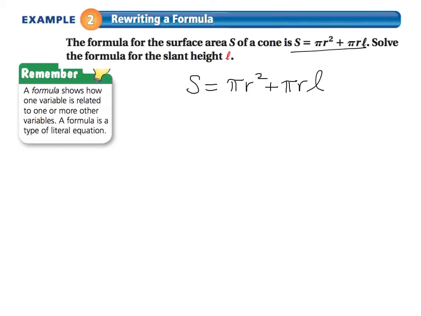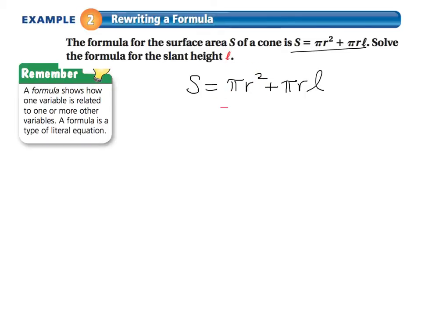Now you may ask yourself, really? What in the world do I do here? I want you to first look at this and say, okay, I want to get this L by itself. So what do I have? What's happening to the L? Well, I have pi r times L. Well, I don't get rid of that first. Or I have a plus pi r squared here. Now, I want to make note that this plus here does not go with this pi r squared. This plus goes with this, the entire term. But I want to move this plus pi r squared to the other side.